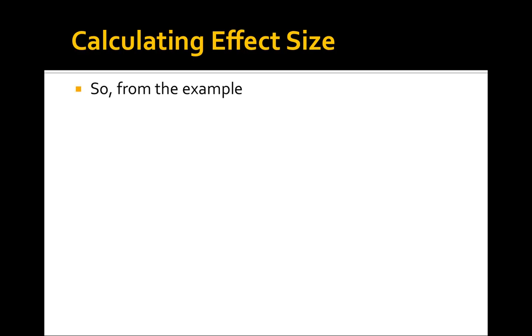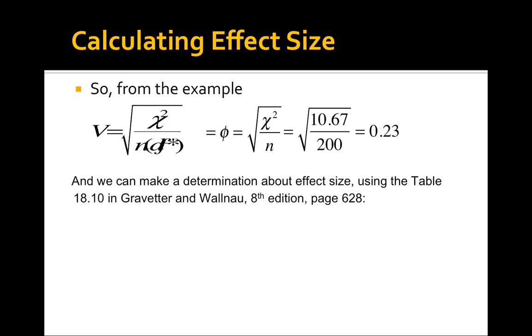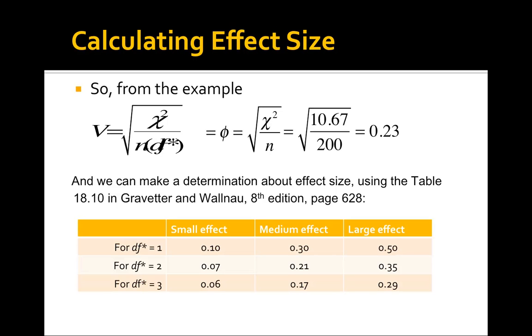From the example, in this phi coefficient, because we did a 2 by 2 table, it's the square root of chi-square over n, which is the square root of 10.67, our chi-square value obtained, over 200, which is our n, and that gives us a value of 0.23. We can make a determination about the effect size using table 18.10 in Gravetter and Wallnau, 8th edition. There are other tables in later editions as well, for degrees of freedom equal to 1, 2, and 3. So 0.23 for degrees of freedom equals 1 is somewhere between a small and medium effect size.